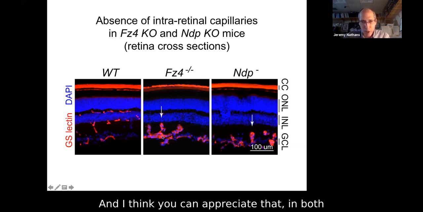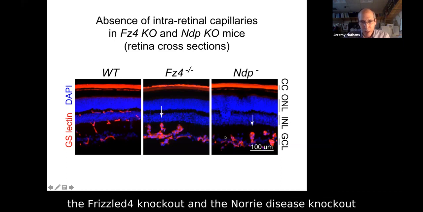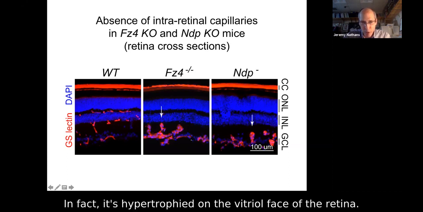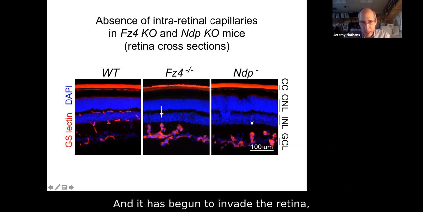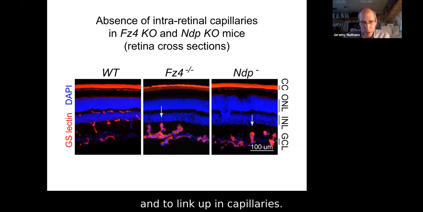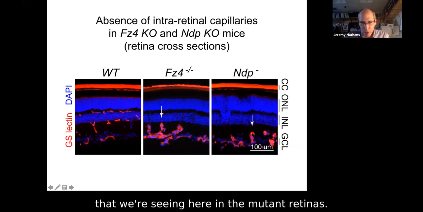And I think you can appreciate that in both the Frizzled 4 knockout and the Norrie disease knockout retinas, the vasculature is present. In fact, it's hypertrophied on the vitreal face of the retina, and it has begun to invade the retina, but it has abortively invaded. That is, it has failed to invade at a sufficient distance and to link up in capillaries. These are just dead-end balls of cells that we're seeing here in the mutant retinas.